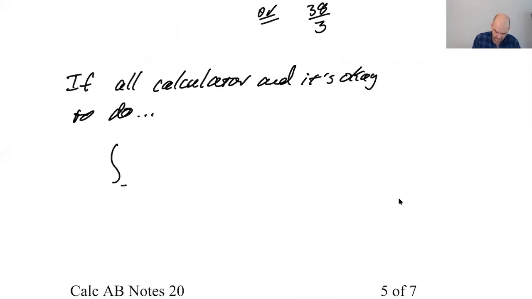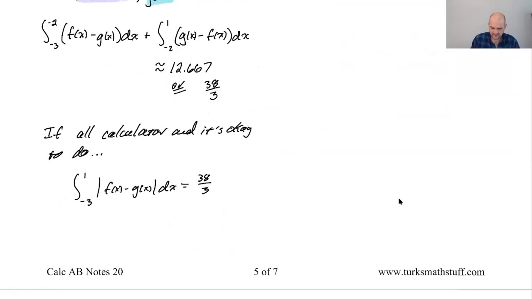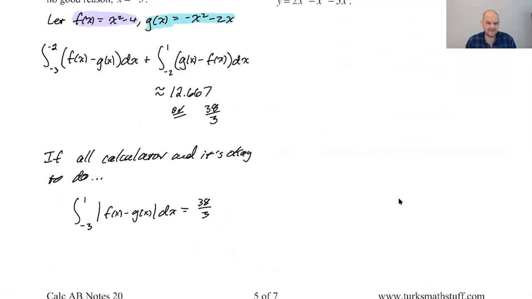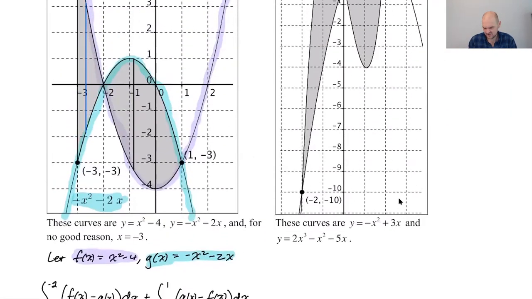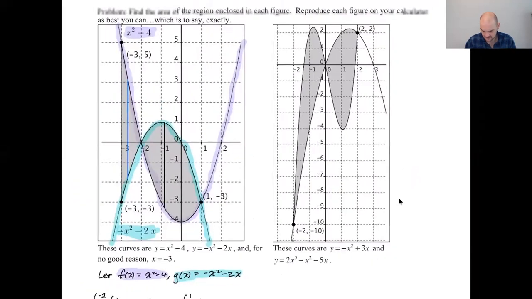You could have done the integral from -3 to 1 of the absolute value of f of x minus g of x dx, and that would have spit out 38/3. Sometimes when you do the absolute value thing, for whatever reason, it can't get the exact value. I think it has to do with how the calculator is dealing with it. I don't really know. All right, let's knock this one out.